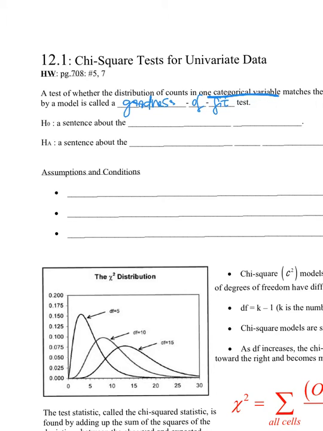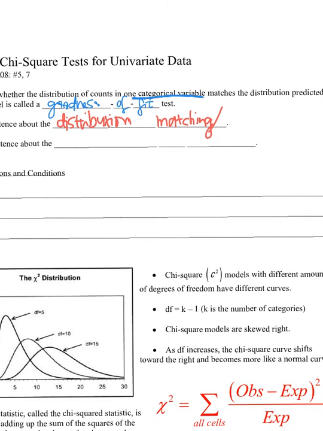All right, so you'll do a sentence for both of them, and the null hypothesis is always going to be a sentence in context about the distribution matching what we expect or being uniform. And by that I mean being the same across. All right, so about the distribution either matching what we expect or being uniform.